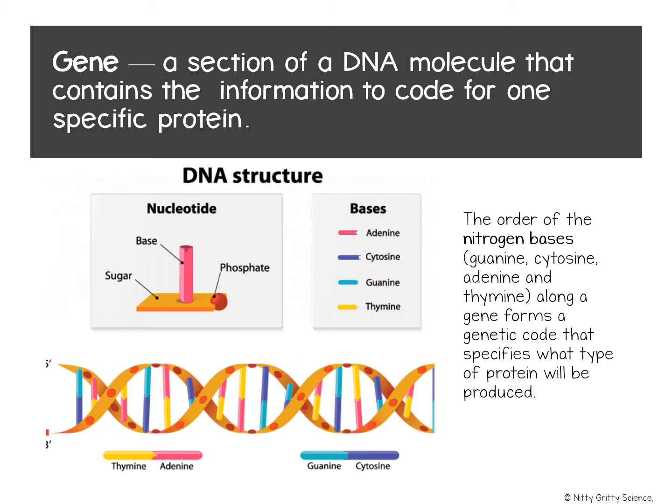When a gene contains the code that determines the structure of the protein, it is the order of the nitrogen bases along a gene that forms a genetic code that specifies what type of protein will be produced. Remember back from the cell chapter that proteins are long-chain molecules made up of individual amino acids? Well, in the genetic code, a group of 3 DNA bases code for a specific amino acid. The order of the 3 base code determines the order in which amino acids are put together to form a protein.